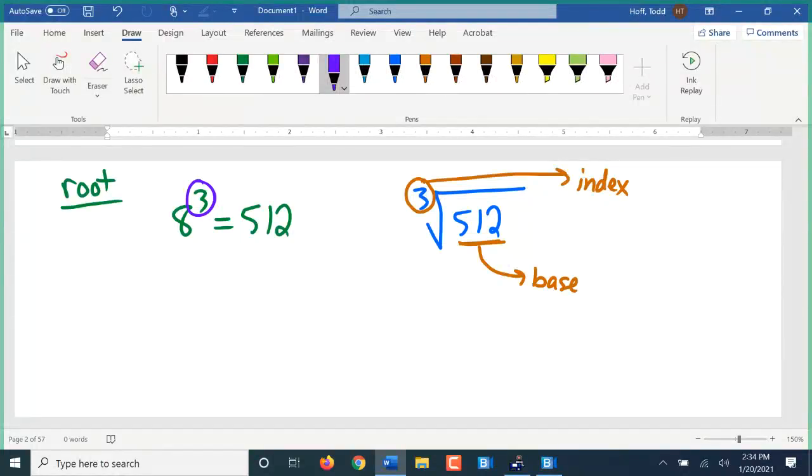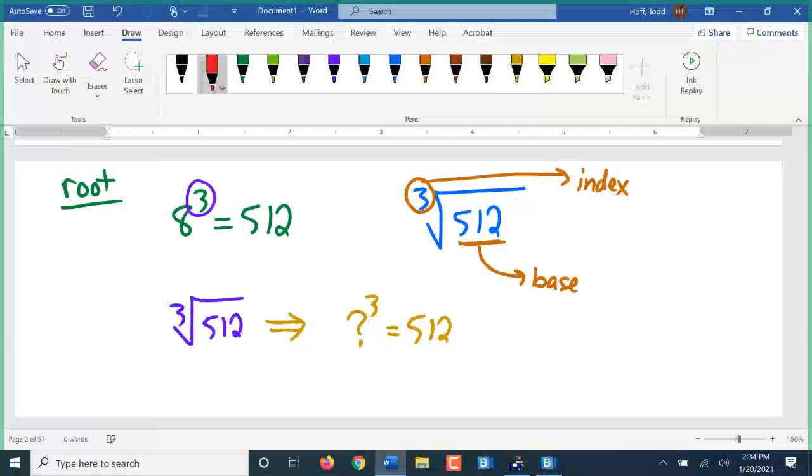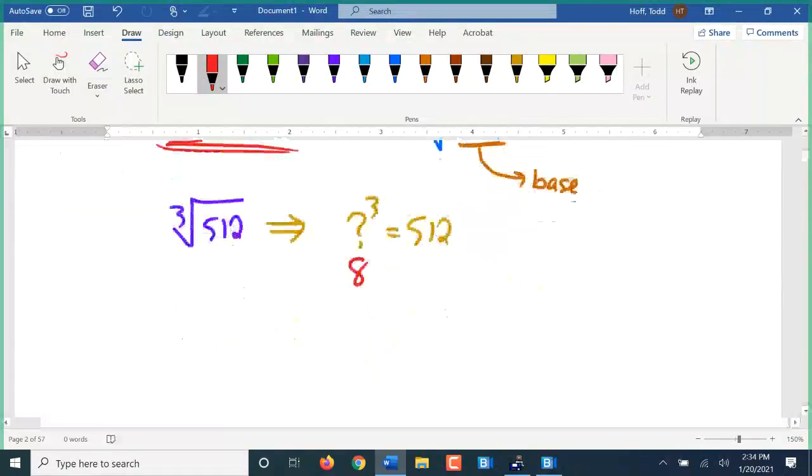So the third root of 512 is really asking us what number to the power of 3 is 512. And of course, we saw up here that that number is 8. The third root of 512 is 8 because 8 to the third power is 512.